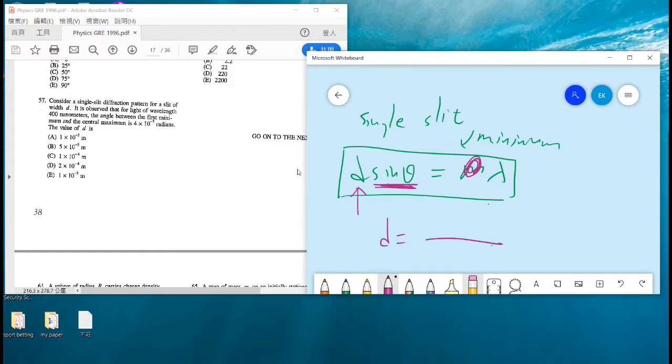So lambda is 400 nanometers. Sine theta is this, so 10 to the negative 2. Let me see. Oh, this is 10 to the negative 9 for nanometers. So this is 10 to the negative 4. So the answer is C.